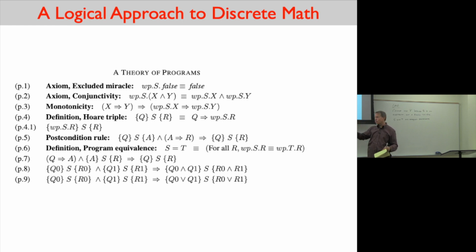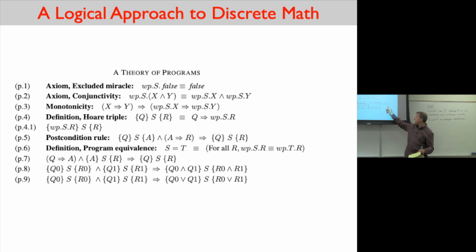What does it mean for them to do the same thing always, for them to be the same? It means for all R, weakest precondition dot S dot R equals weakest precondition dot T dot R. It doesn't matter what the statement is as long as the postcondition is the same.